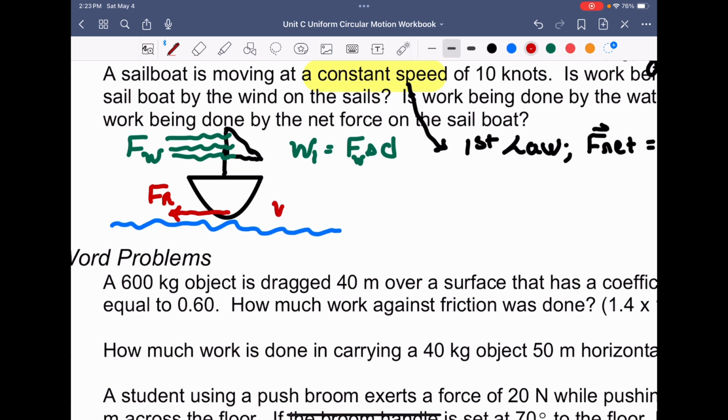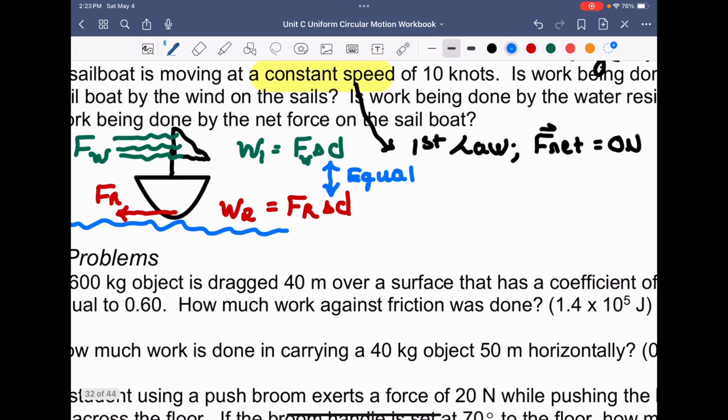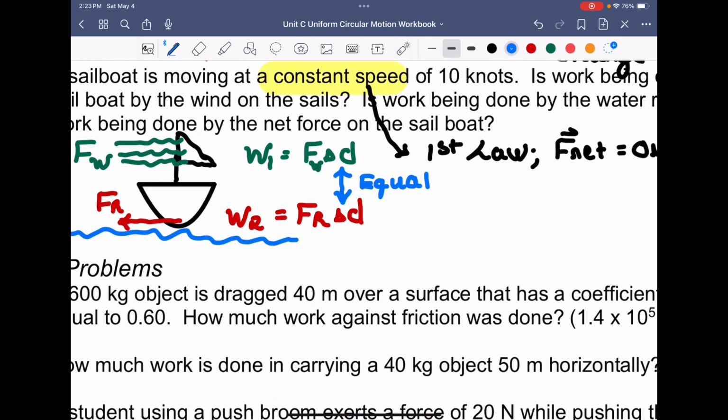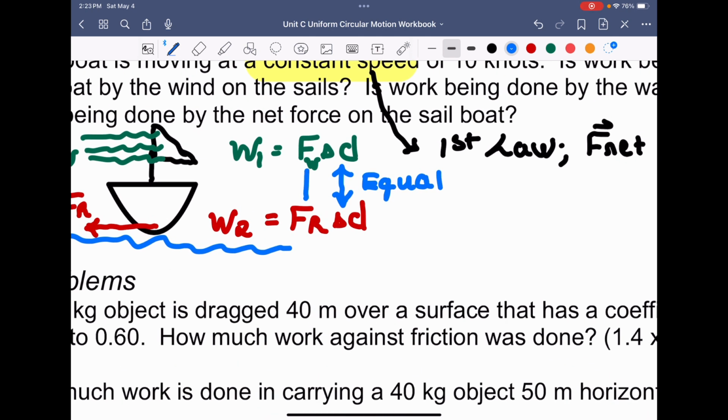Okay, now this is going to generate where work number 2, or work 2, is equal to force resistance multiplied by that same distance. Now, what I want you to realize is that these two distances, change in d and change in d, are equal to one another. And so if we're covering the same amount of distance, and we know that the forces are equal and opposite because the F net must be 0 because it's traveling at a constant speed, the boat's not accelerating, that also means the two forces must be equal. And if the two forces are equal, that means the two works are equal.